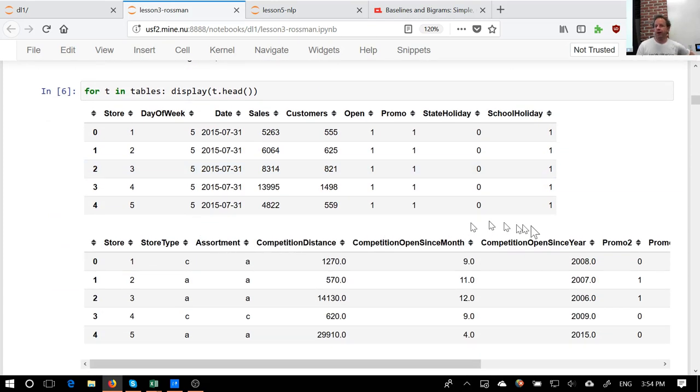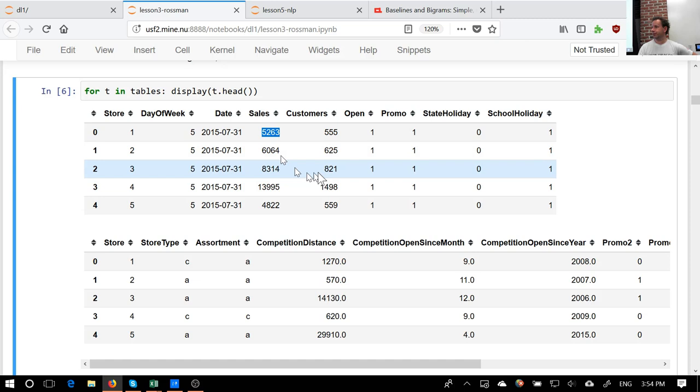Let's start with the data. So the data was: store number one on the 31st of July 2015 was open. They had a promotion going on. It was a school holiday. It was not a state holiday. And they sold 5,263 items. So that's the key data they provided. And so the goal is obviously to predict sales in a test set that has the same information without sales.